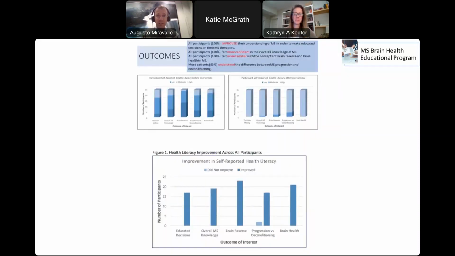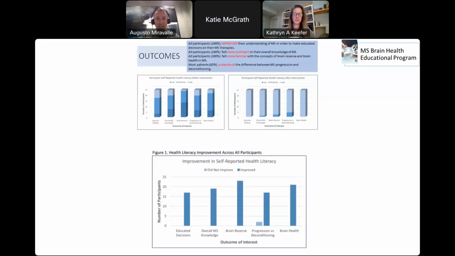We presented this data in national meetings, and I want to draw your attention to the improvements. In figure 1 at the bottom, you can see health literacy, which is ultimately what we hope patients accomplish here: being able to make educated decisions, to improve your knowledge, to understand concepts, for example, brain reserve, to understand the difference between MS progressing versus deconditioning, which is such a critical aspect, right? If you're feeling worse, is that because MS is progressing, or is it because perhaps you're deconditioning?